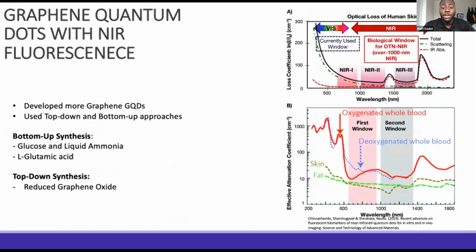In this research, we developed biocompatible graphene quantum dots capable of emitting light in the near infrared region. Near infrared light is better, for example, than visible light because it can penetrate the skin and blood deeper and still causes no damage to tissue. We've therefore used bottom-up and top-down approaches to synthesize these quantum dots and measure them for absorption and fluorescence.